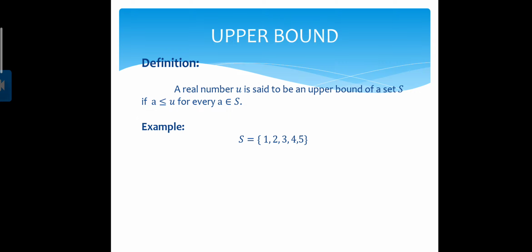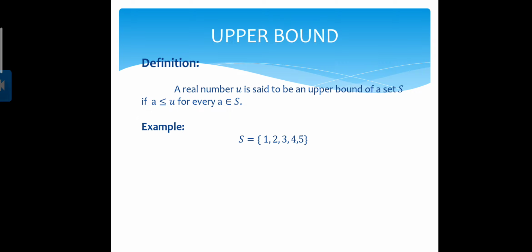Then what about 5? 5 is greater than 1, 5 is greater than 2, 5 is greater than 3, 5 is greater than 4, as well as 5 is equal to 5. Here notice the condition, 5 equal to 5. So 5 satisfies the condition for every element. When we come to 5, the equal to case occurs. Therefore 5 is also an upper bound for the set.